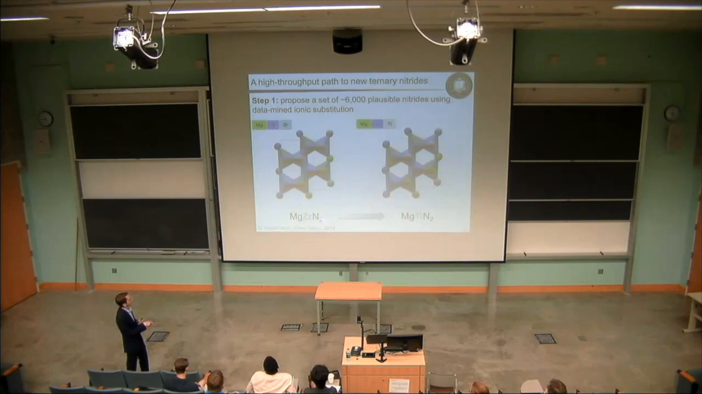So in this case, if you substitute zirconium with an element in its same chemical family, titanium, in the same structure, then you do indeed find that magnesium titanium nitride is also a stable compound. We repeat this analysis for all possible permutations of all known materials and generate about 6,000 materials that have some plausible likelihood of being synthesized as a metal nitride.